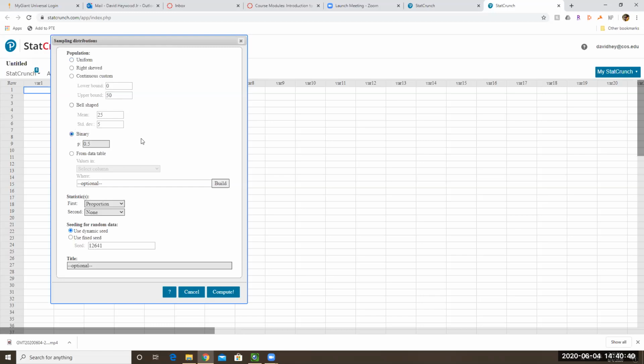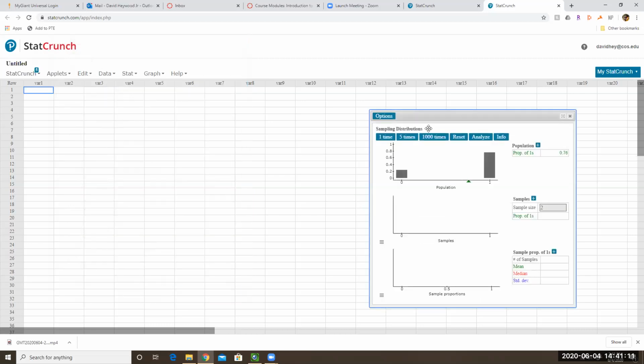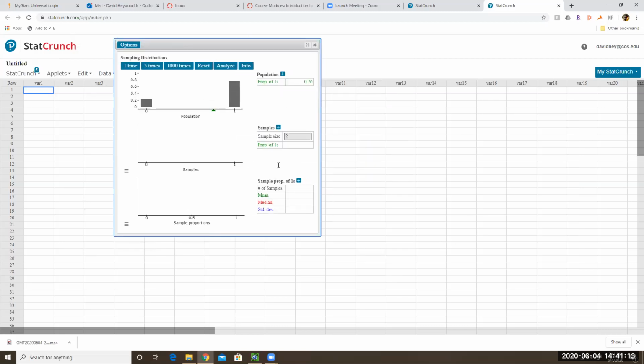I'm going to go to applets and then sampling distributions, and this time, so when we did this in 8.1, we did one where we did a bell-shaped distribution and a right skewed distribution. This time we're going to do a binary distribution because we're starting with a binomial variable, right? Like in this example that we're looking at, it says 76% of Americans believe that the state of moral values in the US is getting worse. So it's a binomial problem because either you believe the state of moral values is getting worse or you don't, right? And it says 76% of them believe that it is, so the probability of success here is 0.76. So here's our little simulation.